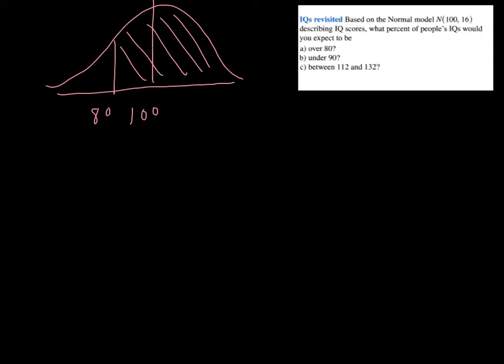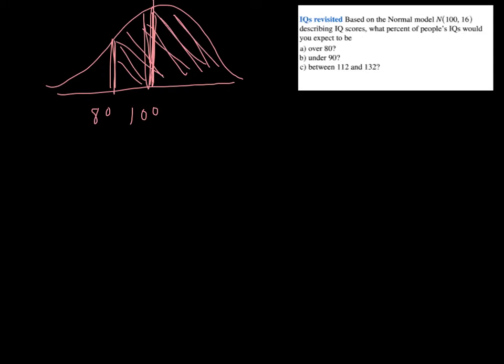So as we look at our first question, we're talking about IQs. As you see here, IQ is normally distributed with a mean of 100 quality points and a standard deviation of 16 quality points. And the first question asks me, what percent of people's IQs would you expect to be over 80? So as you see over here, I have my normal model drawn, and my mean right in the middle. It's kind of a haphazard normal model, but with a mean of 100, I always put the mean in. And here's 80 to the left, and it's over 80, so we're shading to the right.